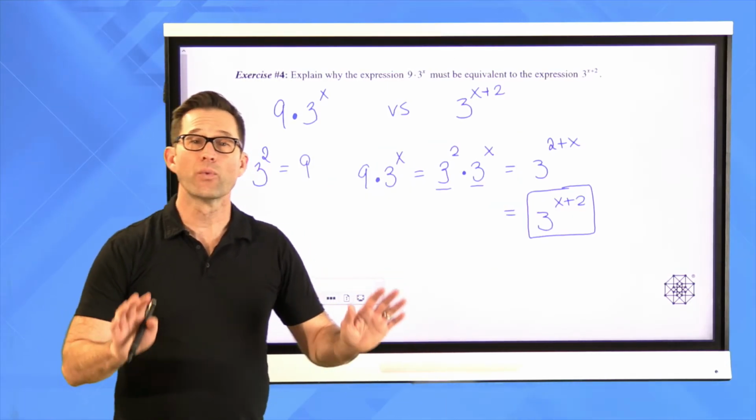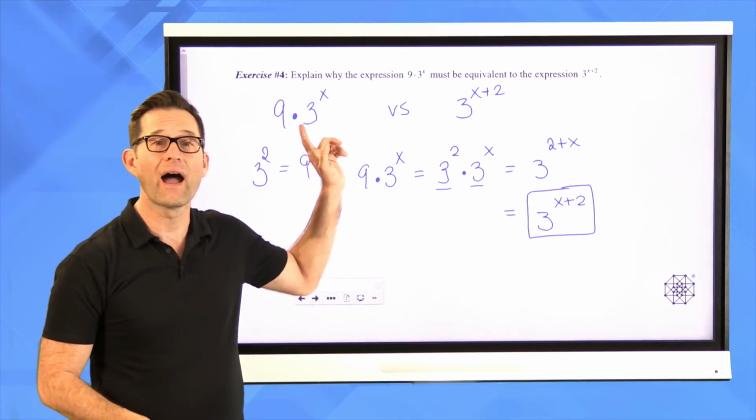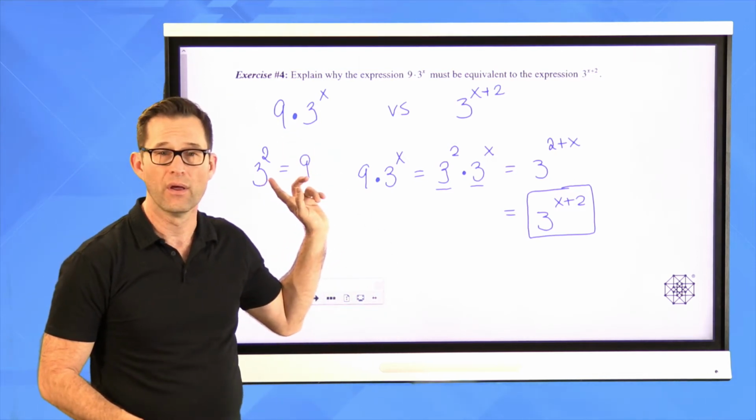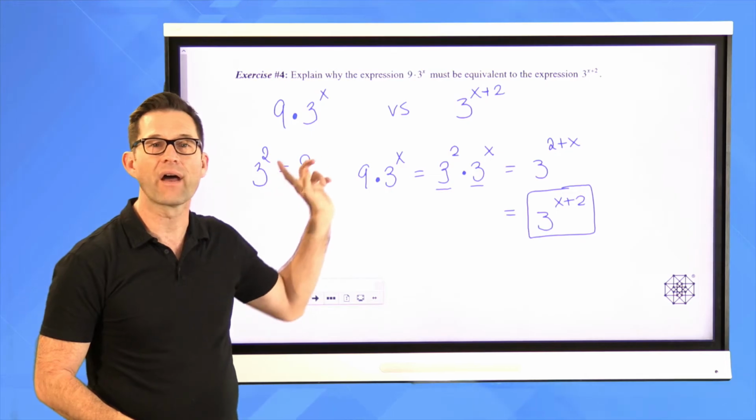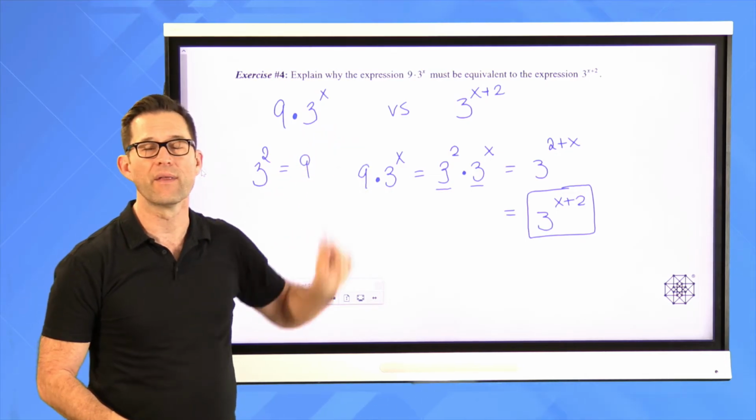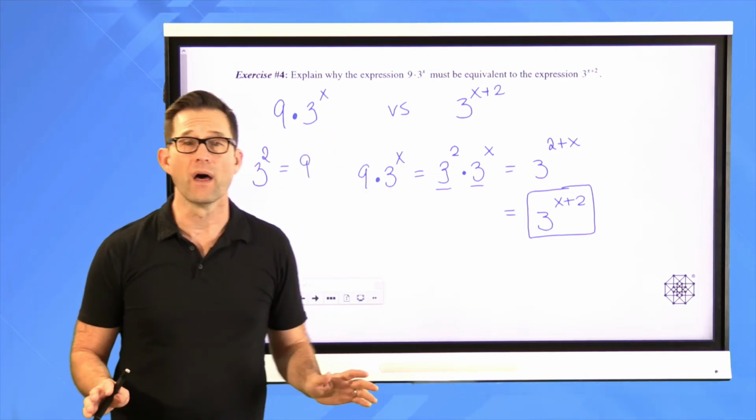Now again, what's real key here is the fact that 9 is 3 squared. If there wasn't that kind of nice relationship between the number 9 and the number 3, there would be virtually nothing that we could do with that.